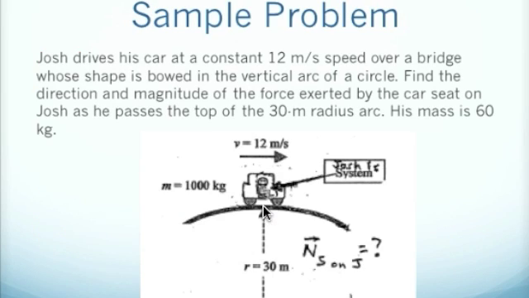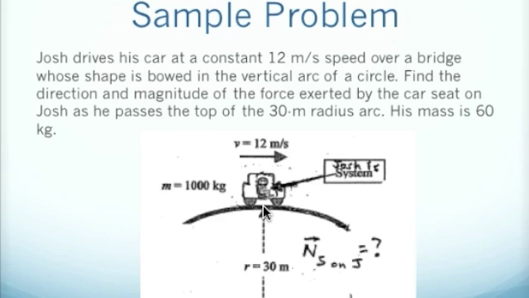Now here's our sample problem. So Josh drives his car at a constant 12 meters per second speed over a bridge whose shape is bowed in the vertical arc of a circle. Find the direction and magnitude of the force exerted by the car seat on Josh as he passes the top of the 30-meter radius arc. His mass is 60 kilograms.